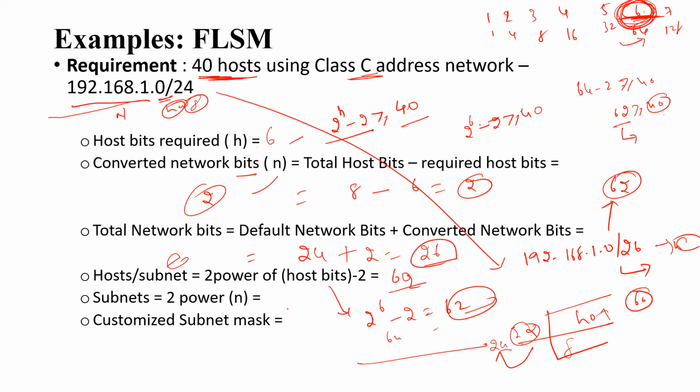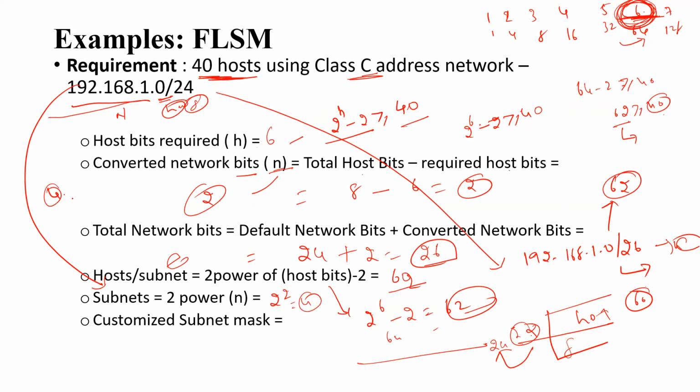And how many subnets will we get from this? 2 power of n. 2 power of n means, what are the converted bits here? 2, right? Converted network bits. Total host bits 8 minus remaining host bits 6 is 2, right? 2 power of 2 is 4. So we can divide this /24 network into 4 subnets as FLSM.